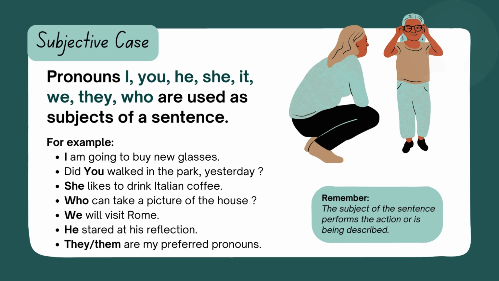Now, for these subjective cases, we replace the subject of the sentence with a pronoun. For example, she likes to drink Italian coffee. Who can take a picture of the house? We will visit Rome. He stared at his reflection. And for plural, we use they and them. Now remember that the subject of the sentence performs the action or is being described in the sentence.